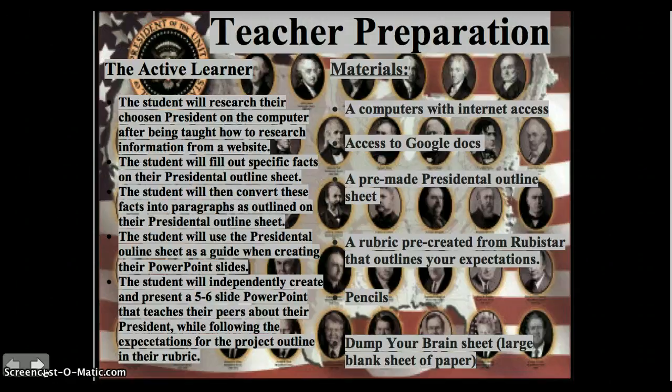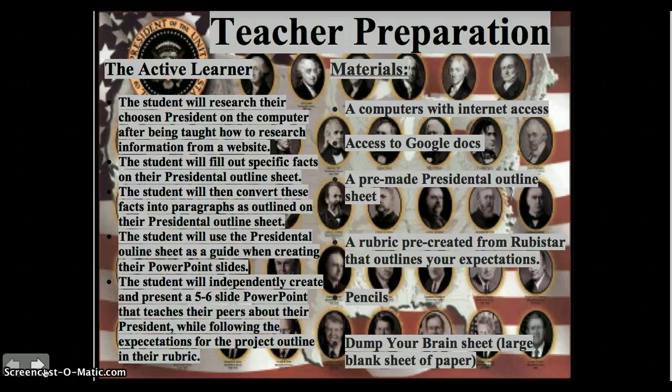Teacher preparation. You will need your materials. You will need a computer with internet access to Google Documents, a pre-made presidential outline sheet, a rubric pre-created from RubiStar that outlines your expectations, pencils, and a dump your brain sheet, which is a large blank sheet of paper.